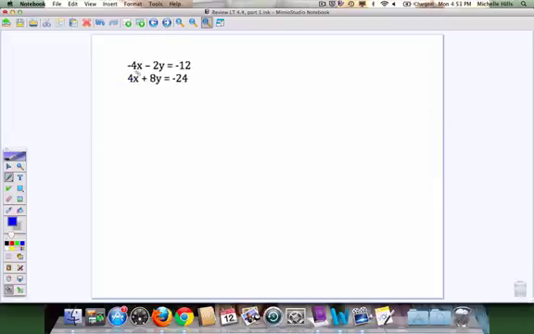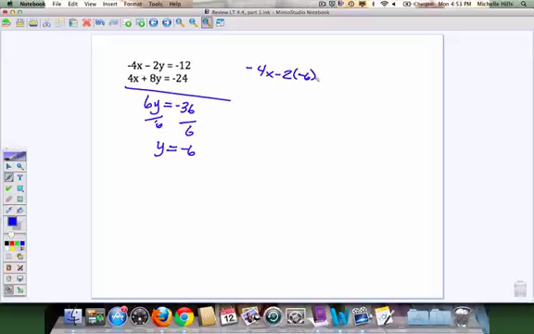Now this third one is nice because negative 4x and positive 4x, those are already opposites, so I don't have to do any multiplying. I can just combine to get a positive 6y equals a negative 36, and then when I divide both sides by 6, I get y equals negative 6. To me, it looks like the first equation is easier to work with, so negative 4x minus 2 times y, which is negative 6, is negative 12. Negative 4x, negative 2 times negative 6 is a positive 12.